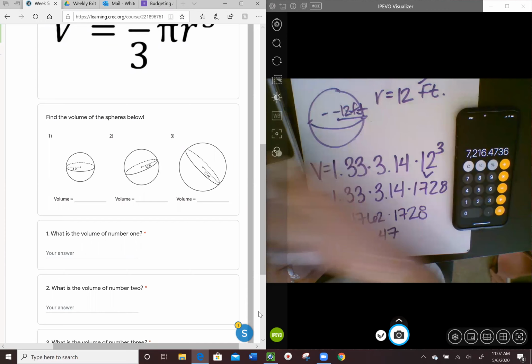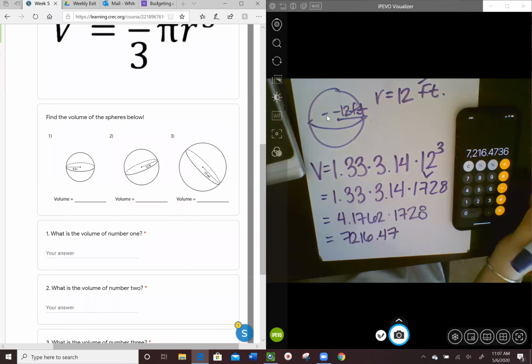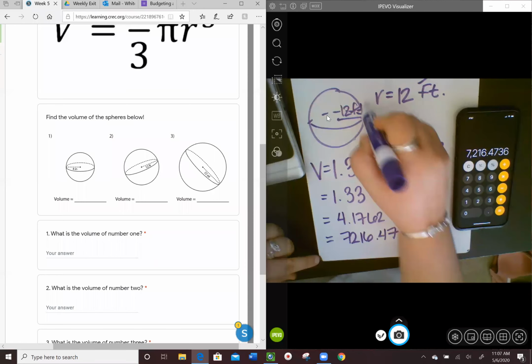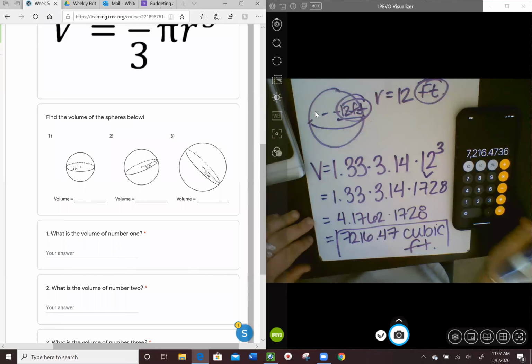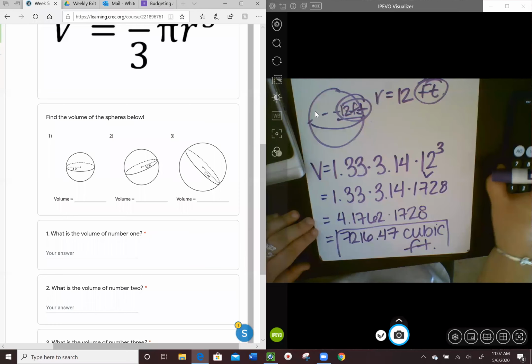Okay, so when we multiply our last two numbers, we get this super big number, but it's a super big sphere, so it makes sense that we get this big number. Now, my initial units were feet, so my final units will be cubic feet. Same thing, we just add the word cubic in front because we're talking about 3 dimensions, and cubic means 3 dimensions. We're on number 2, for anybody who's lost. Number 2 with a 12-foot radius. Okay. Any questions on number 2?